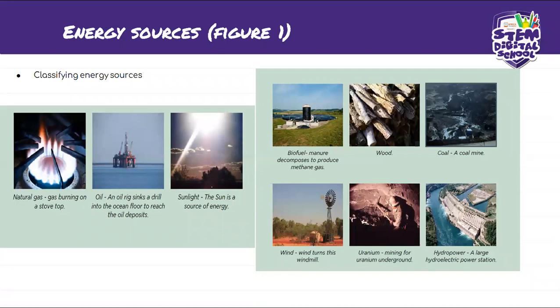Wind. Wind turns the windmill to generate energy. Then we have uranium. You see how uranium is mined from underground. They mine it from underground, and they can then put it in a nuclear reactor. Then this can produce what? Energy, or even electricity.